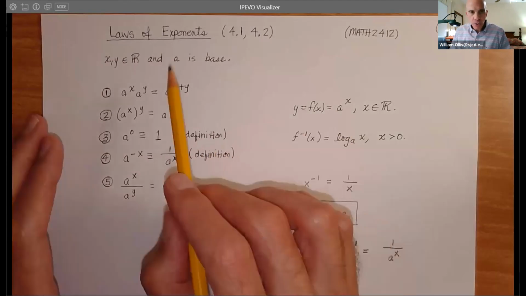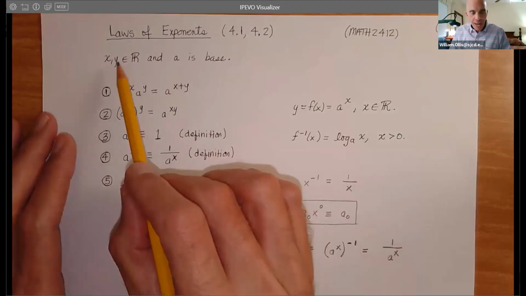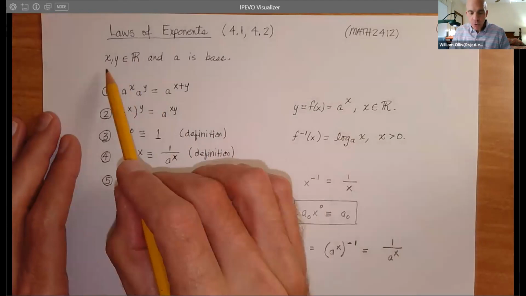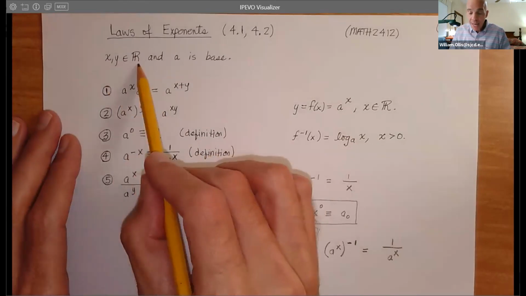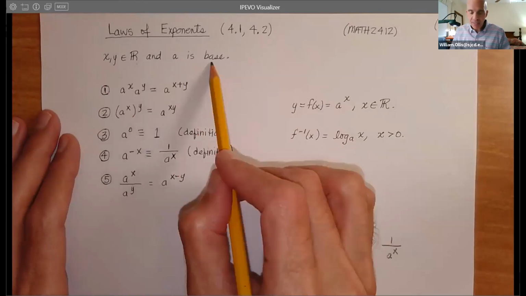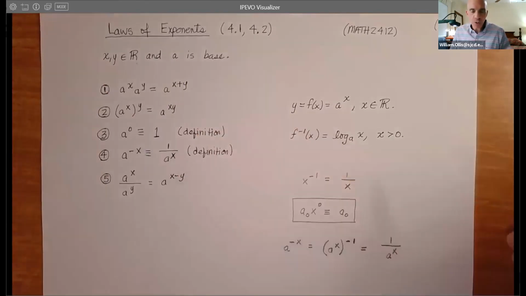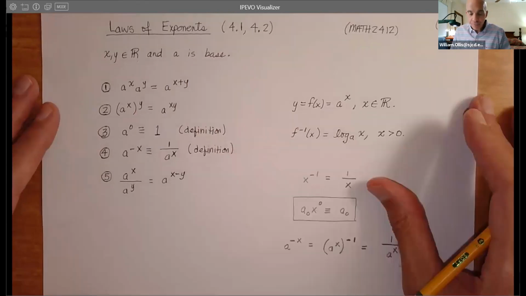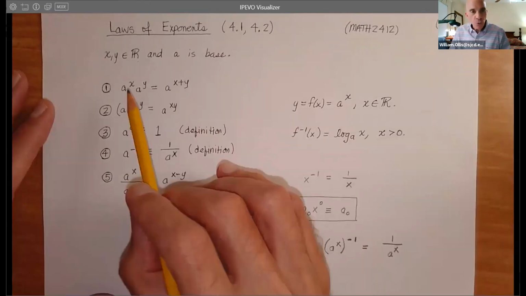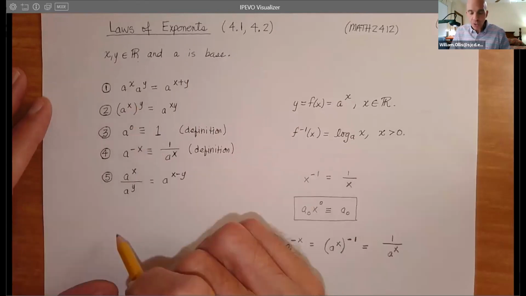So what we're going to assume, at least for now, is that the powers or the exponents, x and y, will be real numbers, and we have a base a. Again, it doesn't matter what letter you use for any of these, but these are fairly standard notations. Then we're going to have some rules that remind you of the power functions.